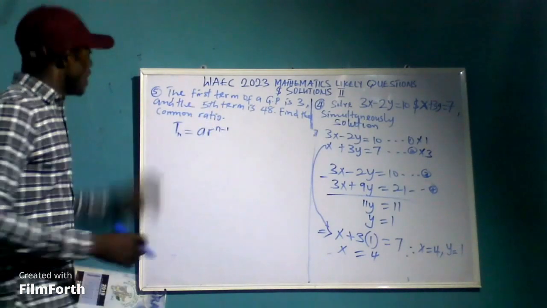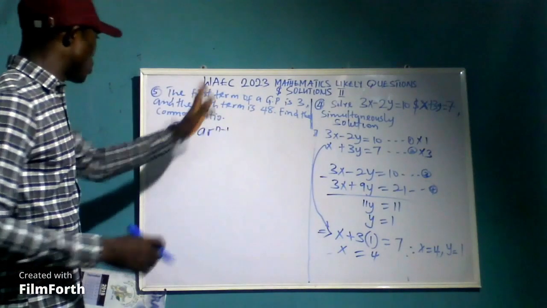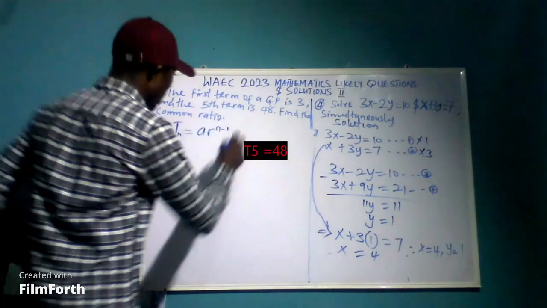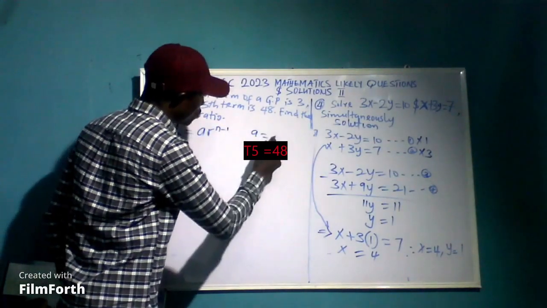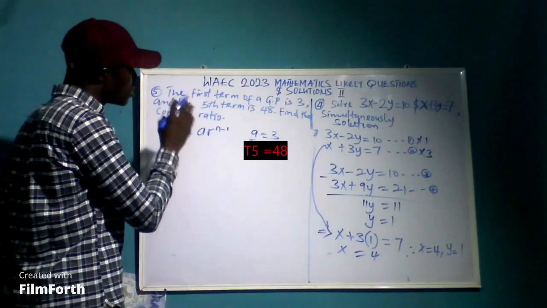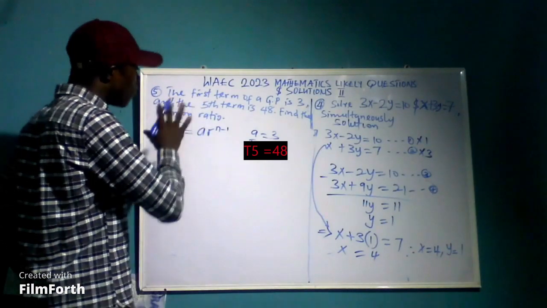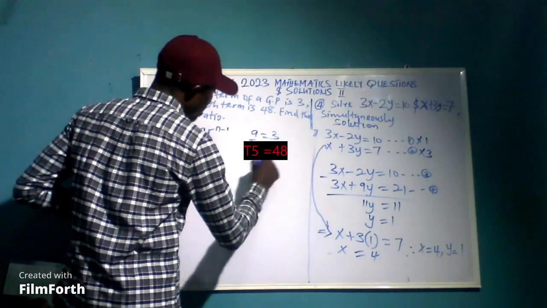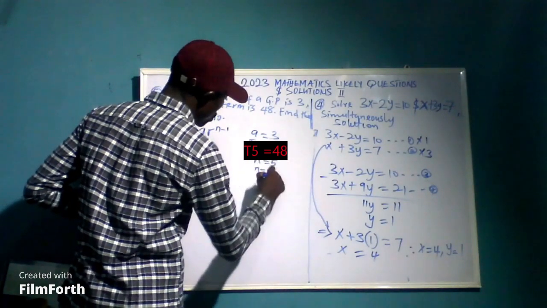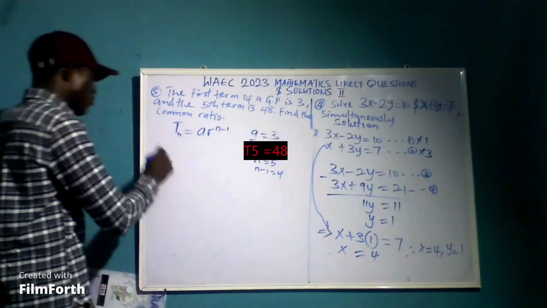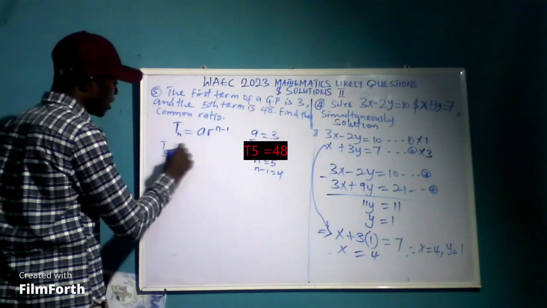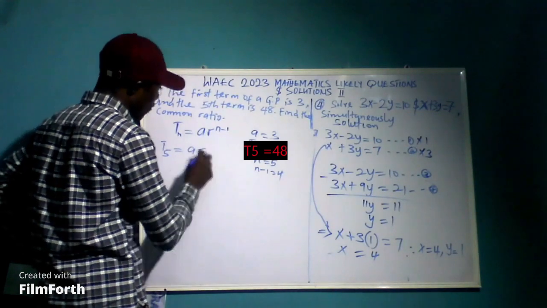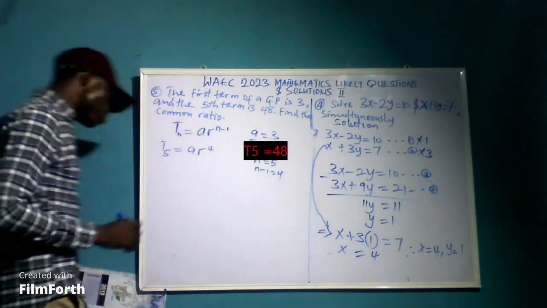Now, let's look at the values we are given in this question. We are given the first term, a, to be equal to 3. This geometric progression has 5 terms, so the number of terms n is equal to 5. Therefore, n minus 1 is equal to 4. So therefore, our T5 is equal to a times r raised to power 4.